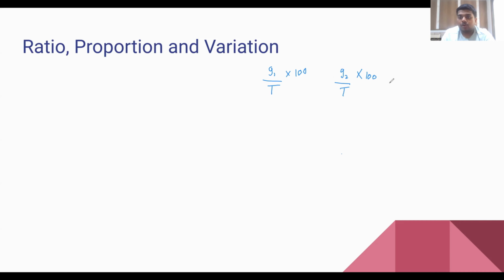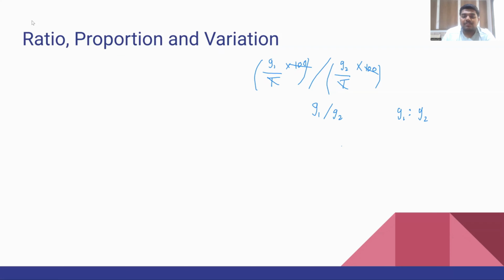But what if you want to do a comparison between these two? If you want to do a comparison, you just put a sign of division over here. Then by cancelling out the common values, you get G1 by G2. Now, this quantity can be represented in the form of a ratio as G1 is to G2. And this is what ratio means. So, ratio is one of the best ways to compare two values.